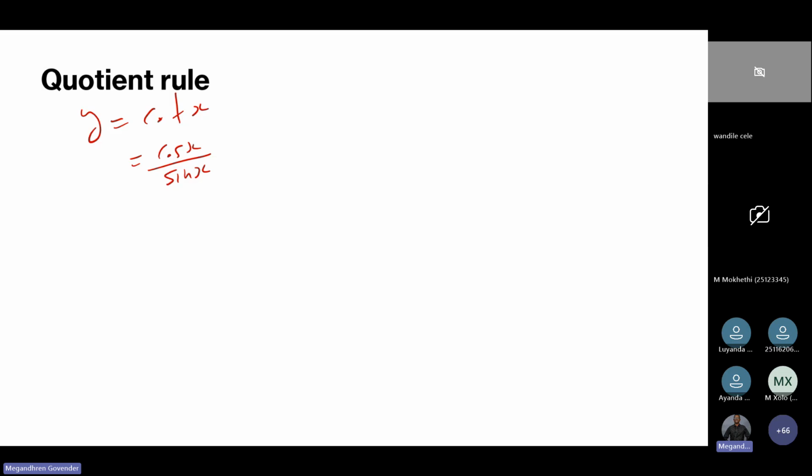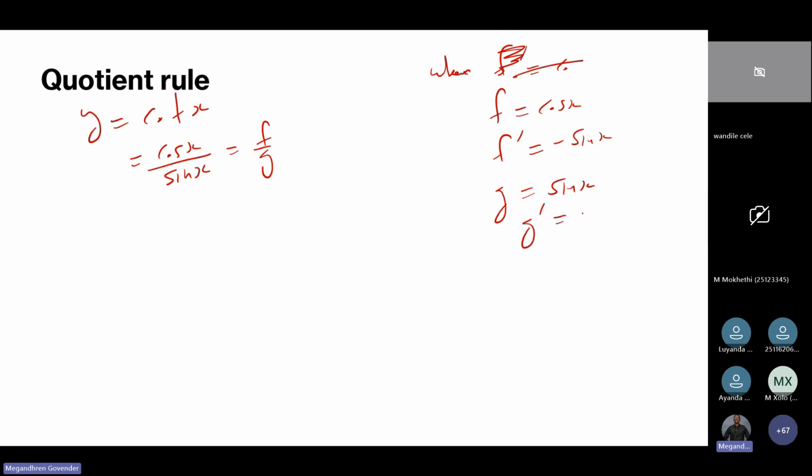So what you then do in the exams, if I was a student, I will do the following. I will say that this looks like f over g, where f is equal to cos x, and you tell the examiner that f prime is minus sine x. g is equal to sine x. The derivative of sine x is cos x. You see, straight away, the examiner knows that you can differentiate at least once for these functions.